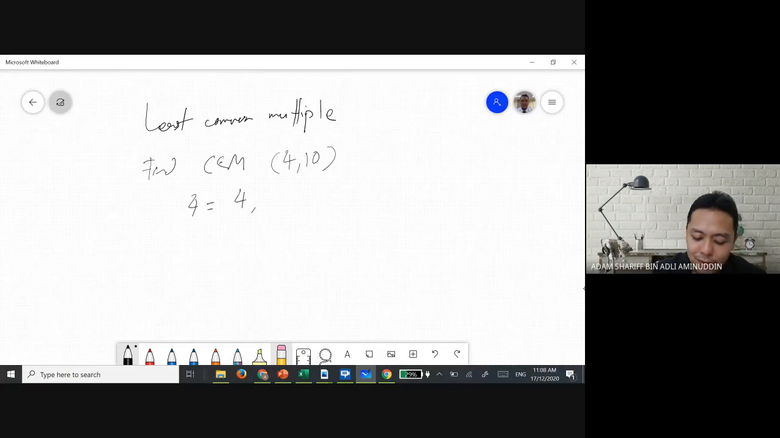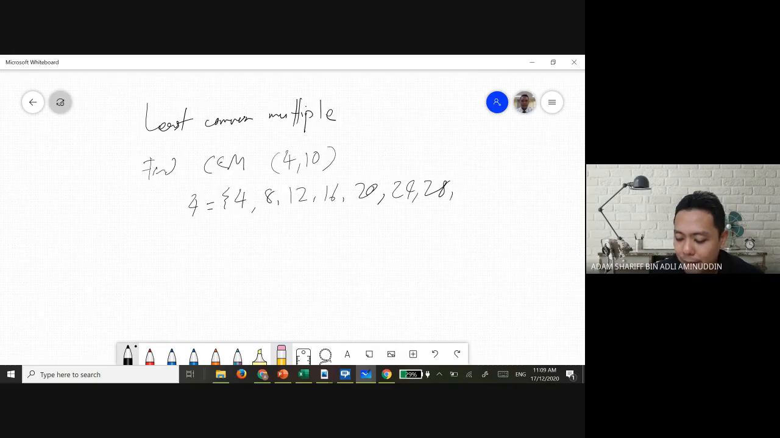4, 8, 12, 16, 20. Ada lagi lah, 24, 28, 32, 36, 40. Okay, cukup. Then and many more actually, dia bukan stop kat 40 je, nama pun multiple kan.